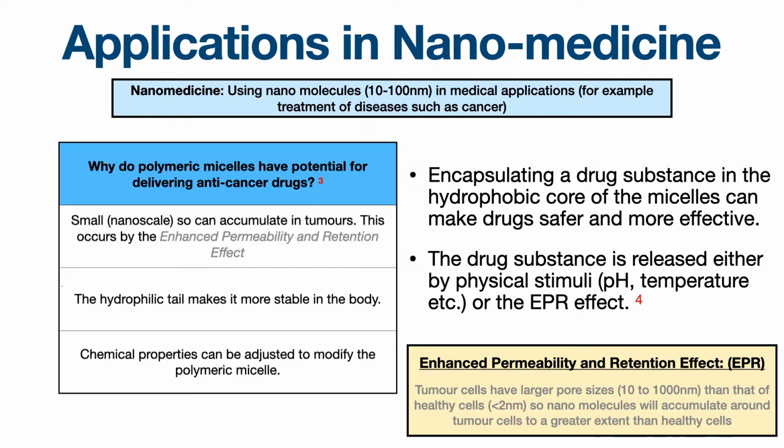So this can be really quite powerful, these micelles, and particularly in cancer. So here are some examples. They are small, and that small size can allow them to accumulate around tumour cells, as I just said, by the EPR effect. They also have a hydrophilic tail. This makes it more stable in the body, so it's able to be more soluble in the bloodstream than if you just injected a hydrophobic drug. And chemical properties can also be adjusted to modify a polymeric micelle.